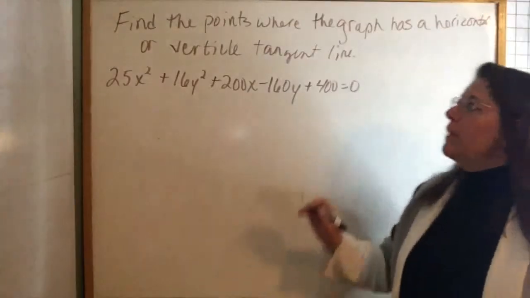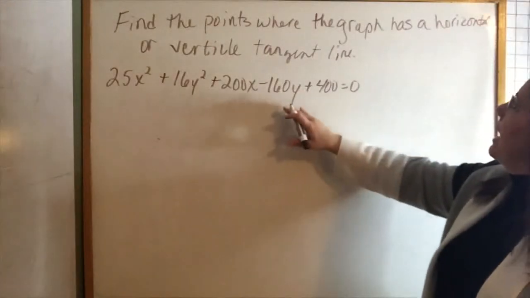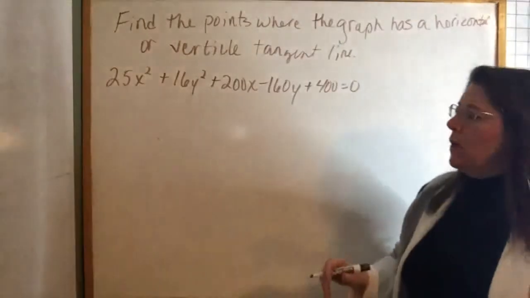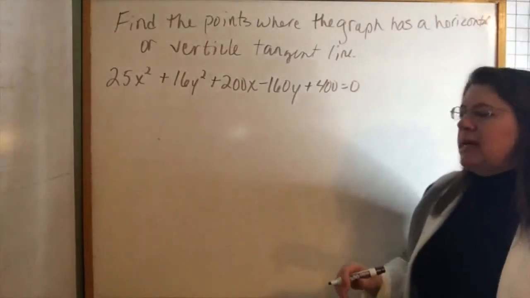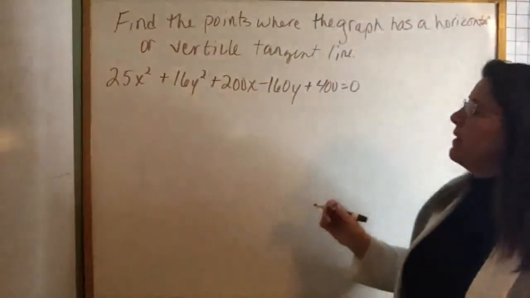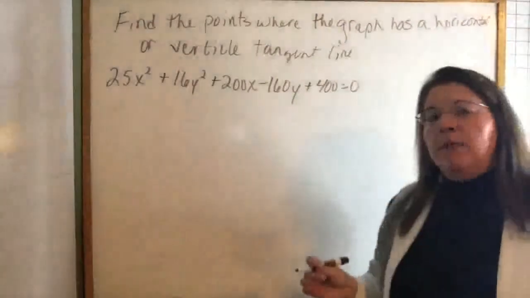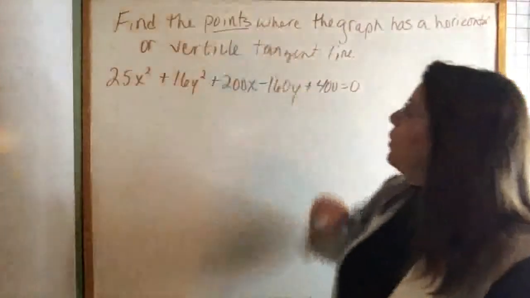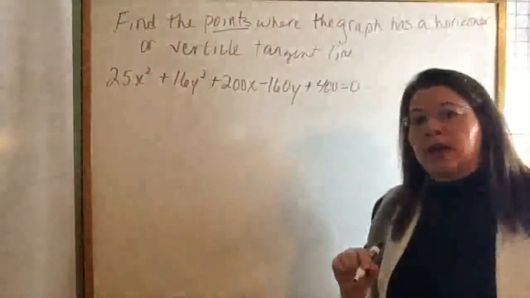In the next example, they ask us to find the points where the graph has a horizontal or vertical tangent line. We have to take the derivative of that equation implicitly. Remember, anytime you take the derivative of y, you need a y prime. Then once we get that derivative, we're going to set it equal to 0, and then we're going to see where it's undefined to determine the points where we have vertical or horizontal tangent lines.